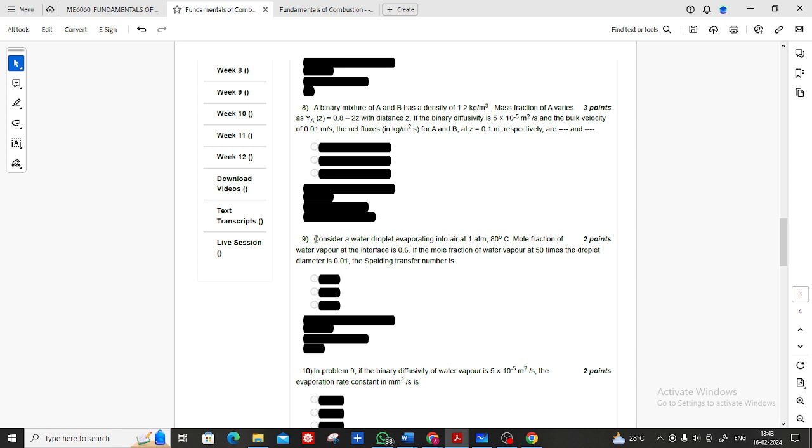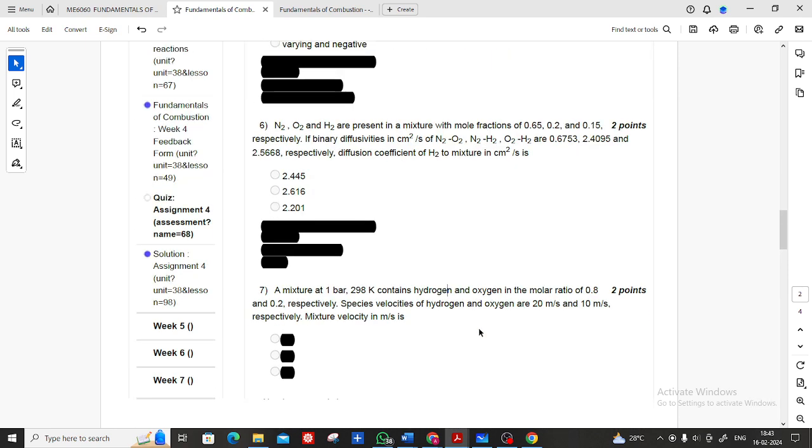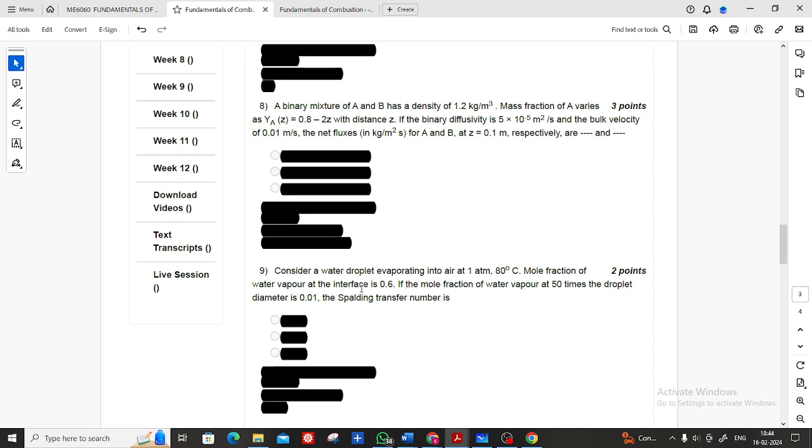Is the question clearly visible to you? Can you see the question clearly? Or should I zoom? Yes, sir. Sir, this 50 times is at what value? At the interface or? See, this is question number 9, so we are solving question number 9. We didn't solve question number 7 and 8. After question number 9, we will solve question number 7 and 8.